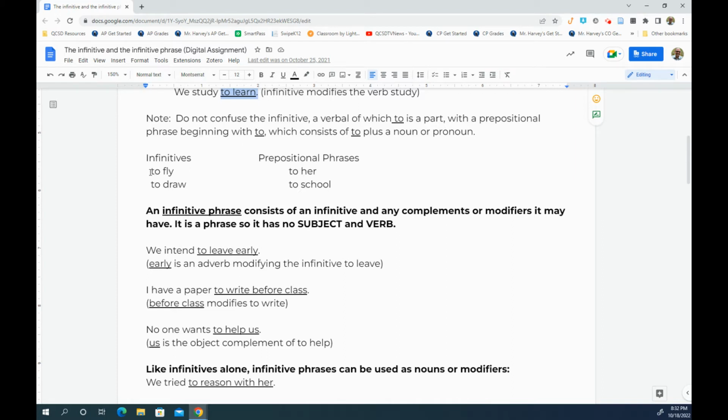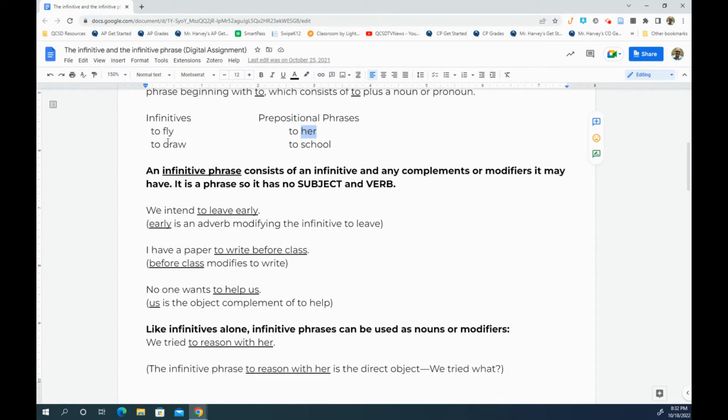Remember that infinitives are always paired with a verb, to plus a verb. If a noun comes after the word to, then it's probably a prepositional phrase, because remember that to can function also as a preposition, connecting one part of the sentence to the other. I think it's pretty easy if you just look at the word to, and then look at what comes after it. If it's a verb, it's an infinitive. If it's not, then it's not.